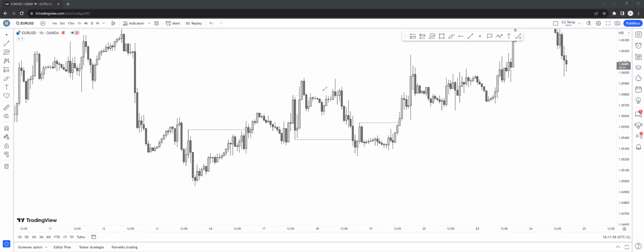So I hope you all clarified these doubts about the market structure and how to implement ranges into it to have a clear approach and a clear view of the market.